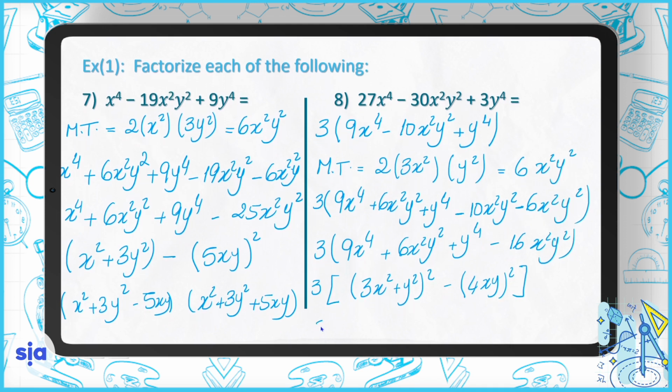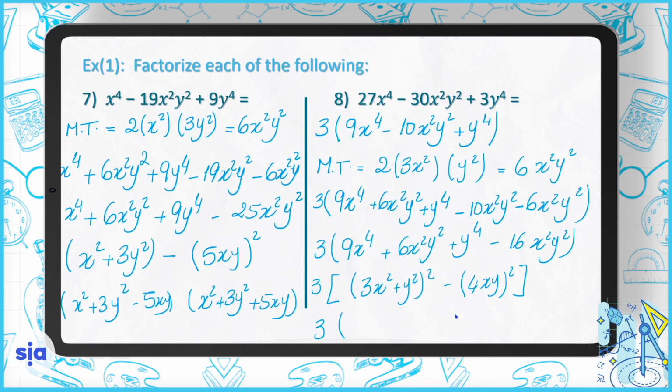To factorize this, here is the 3, and the two brackets that we have are the first term, 3x squared plus y squared minus 4xy, and here there's a plus: 3x squared plus y squared plus 4xy.